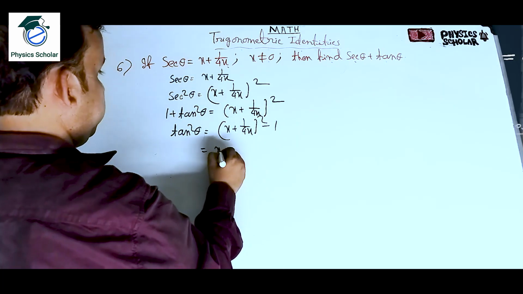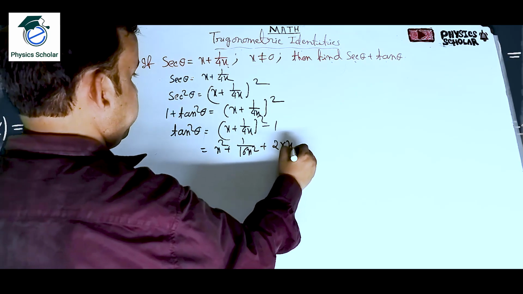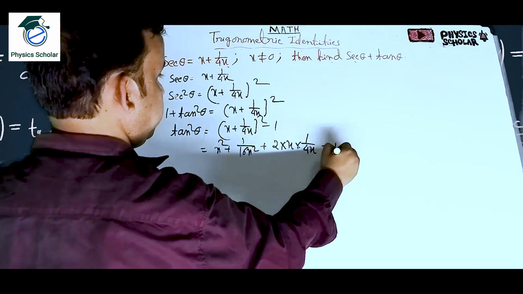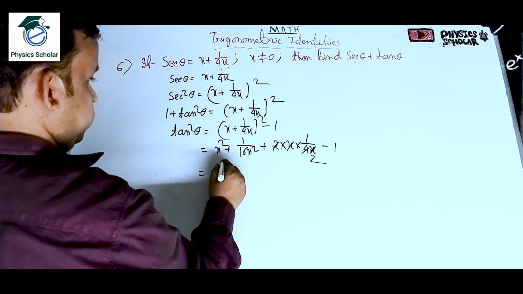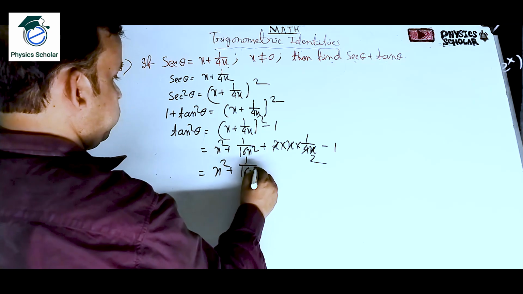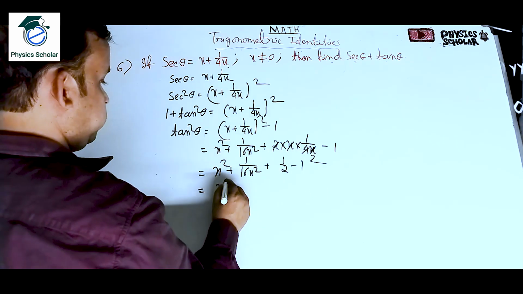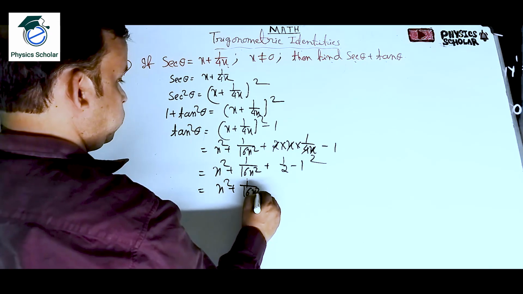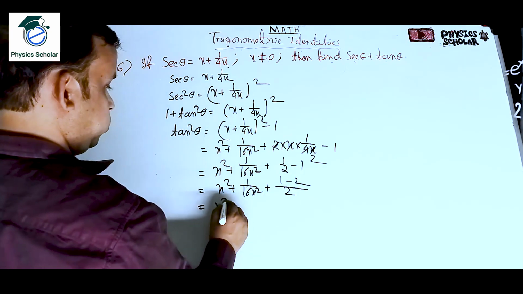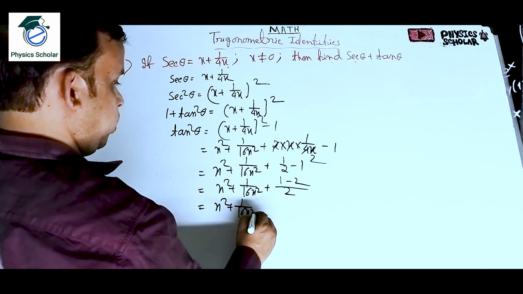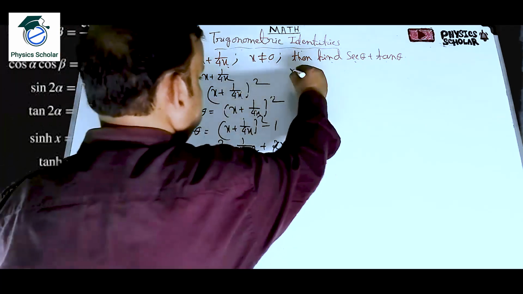Okay. So it is the formula a square plus b square plus 2 into a into b. Minus 1. Clear? So this will be x square plus 1 by 16x square, okay, plus half minus 1. Clear? So x square plus 1 by 16x square, okay, plus 2 into x into 1 by 4x, that means half, minus 1. So it is x square plus 1 by 16x square minus half. Okay, that means what it is? Tan square theta. Now what we can write?